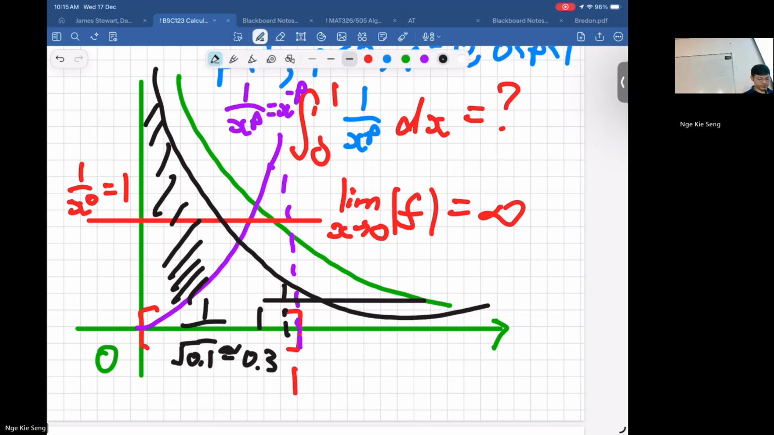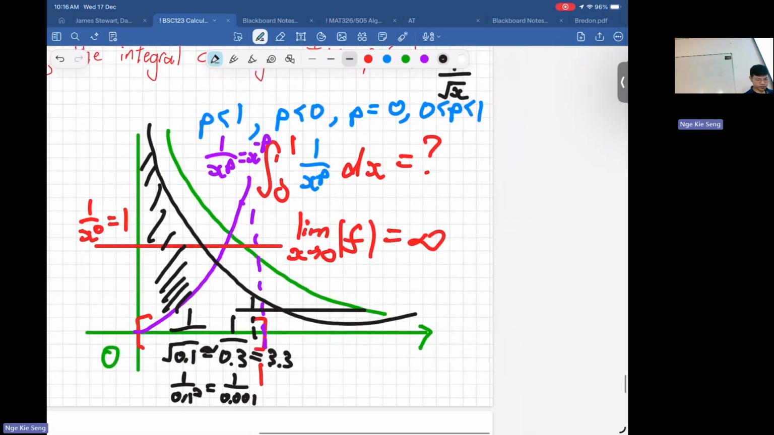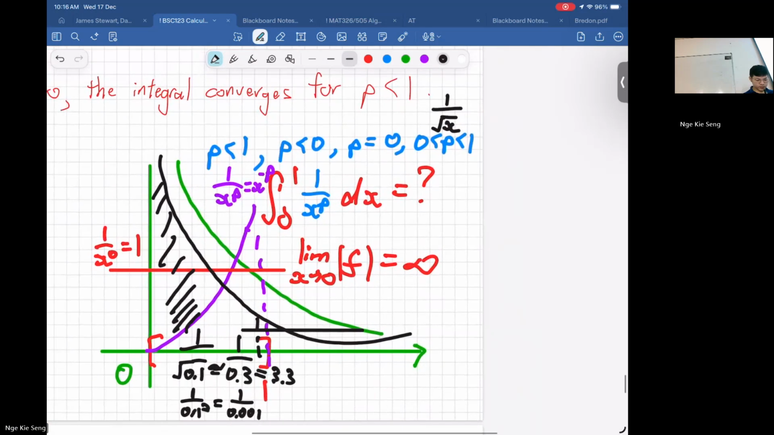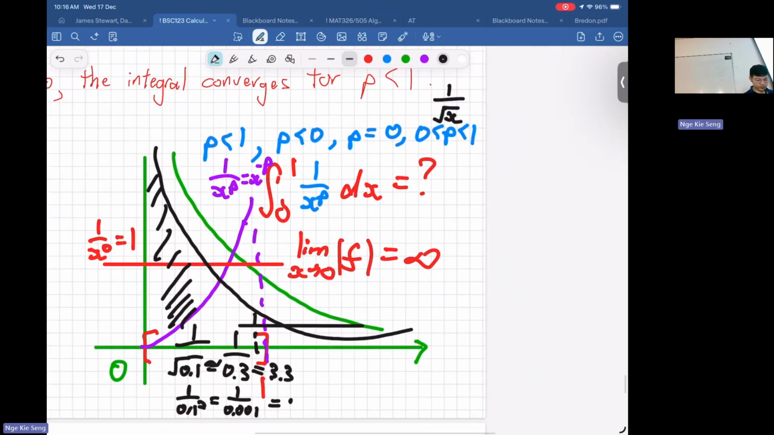So what do you get for 1 over 0.3? 3 point something, 3.33. So let's say if you take 1 over 0.1 squared, can you compare what they are? So 0.001, and then 1 over that you get 1,000. Okay, 1,000.